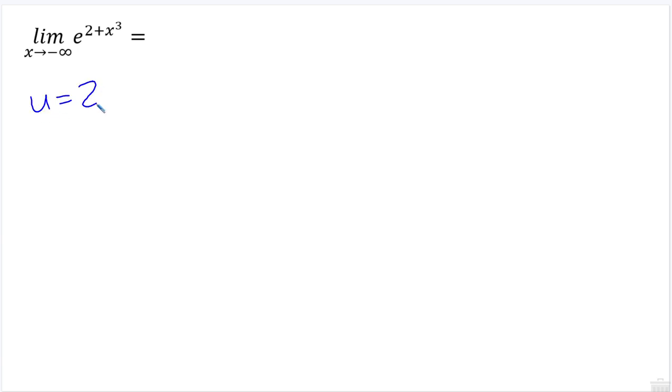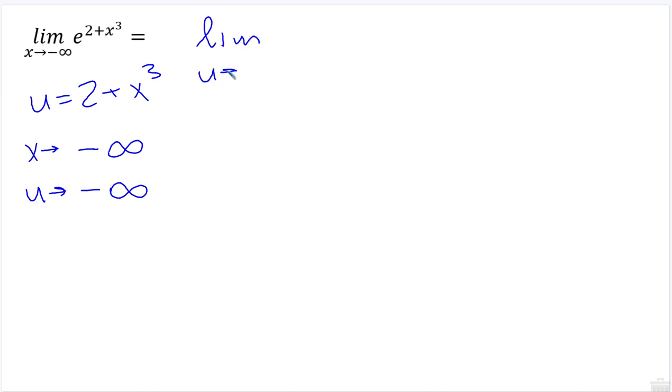Same idea. Let's let u equal 2 plus x cubed. And as x goes to negative infinity, what does u go to? Well, the dominating piece is the x cubed. And if I cube a negative infinity, u is still going to be approaching negative infinity. So this is now just a limit as u approaches negative infinity of e to the u. That's e to the negative infinity, and that's just 0.